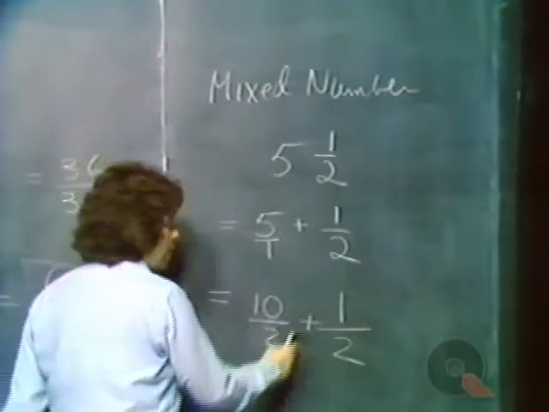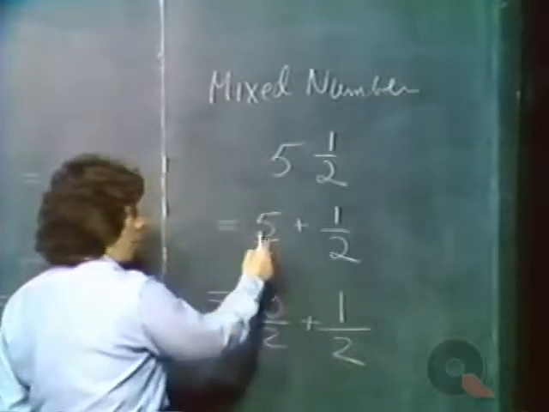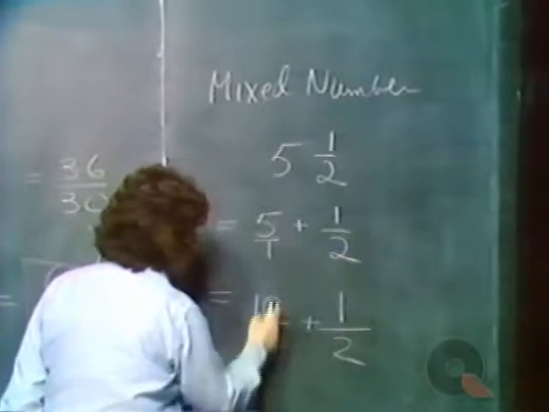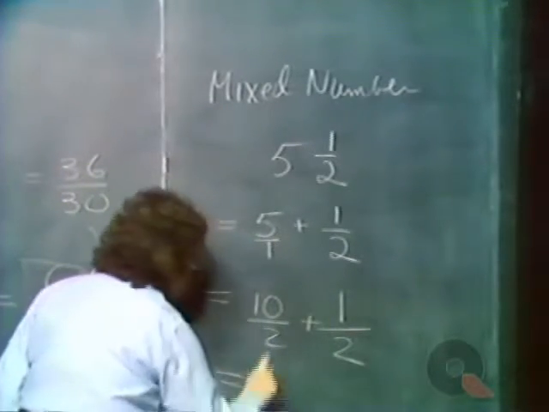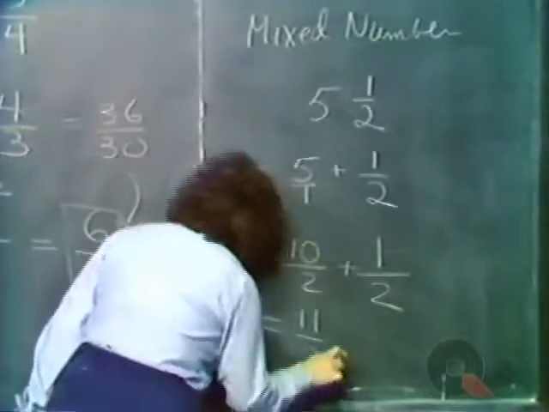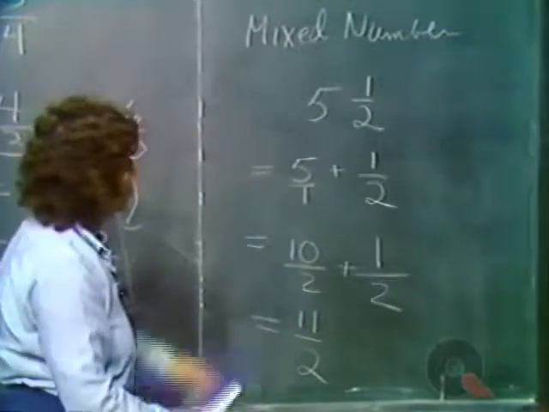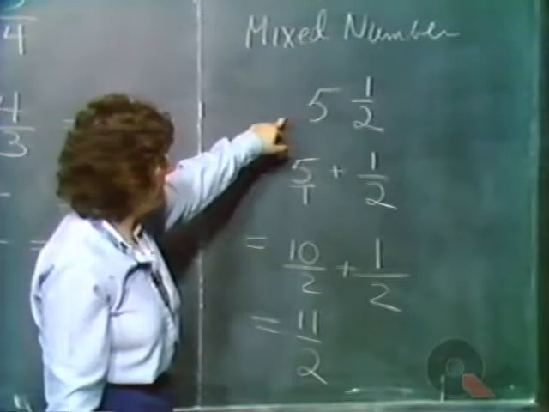Now when you have 10 halves plus 1/2, okay, that's 5 and 1/2. 10 halves plus 1/2, that is 11 halves. And now we have an improper fraction, which is equivalent to this mixed number.